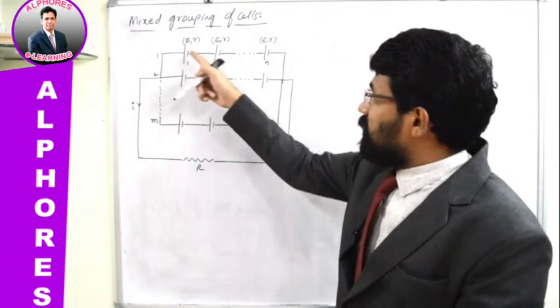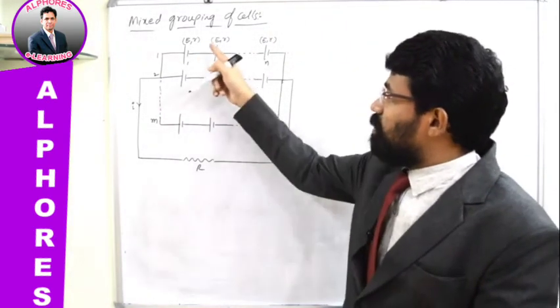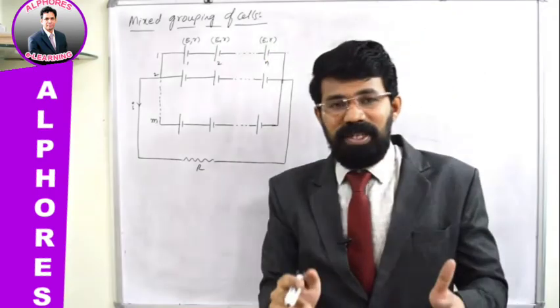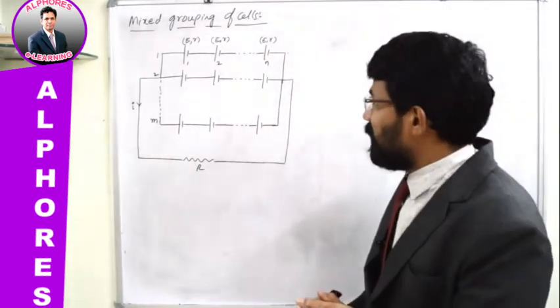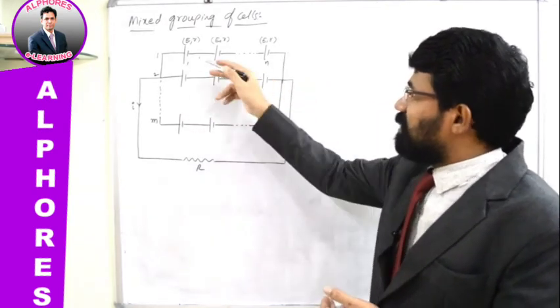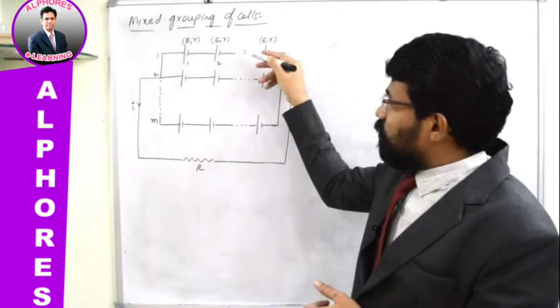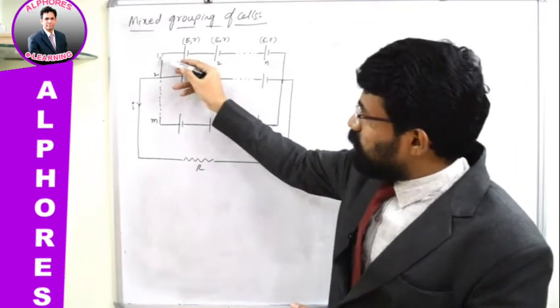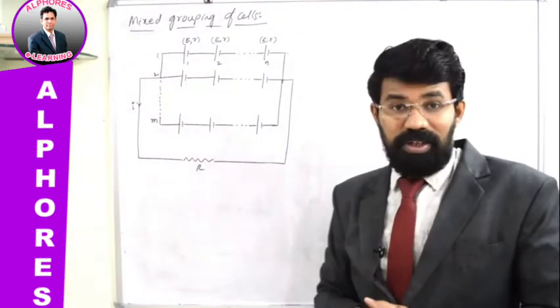Now see, whatever cells I have taken here, all are identical cells. E comma R, E comma R, E comma R, all are having the same EMF, all are having the same internal resistance. Okay. Now how many cells I have taken? 1, 2 and so on, N. N cells were taken in series. Such kind of branches were repeated. How many times? 1, 2 and so on, M times they were repeated.